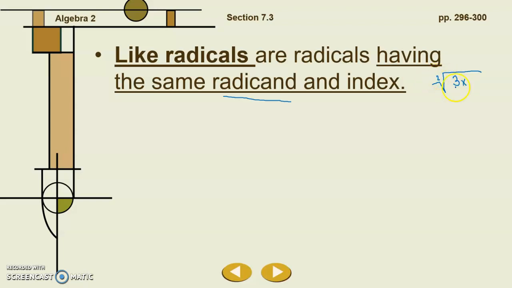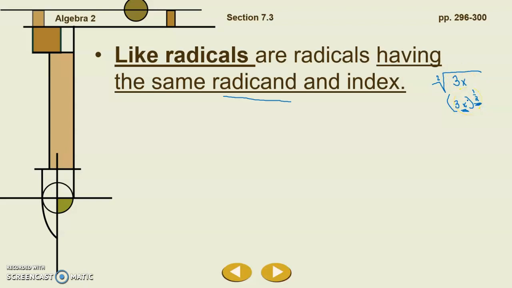Remember that I can rewrite a radical as an exponent. So I could rewrite that as 3x to the 1/2. Now, in order to combine that with other things, I would have to have the same variable being raised to the same power. So I could combine 3x to the 1/2 with other terms that look like this. So you're already familiar with like terms, and a radical is just another way to write an exponent.